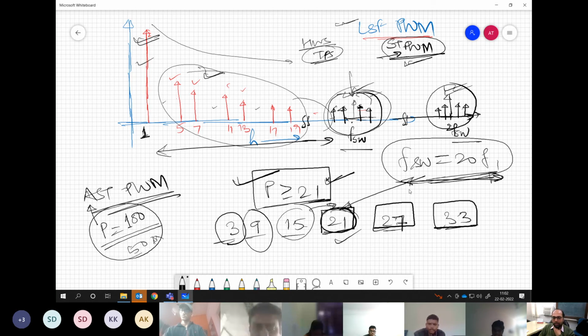So some understanding about sine triangle PWM is now clear to all of you: what we are trying to do, how we are trying to do it, and how to generate the triangular carrier. Yes, sir. Good.